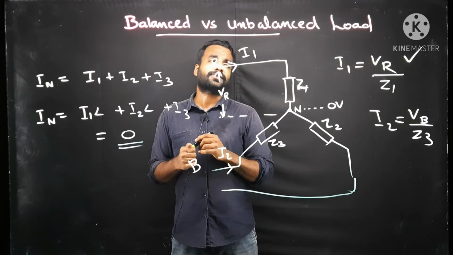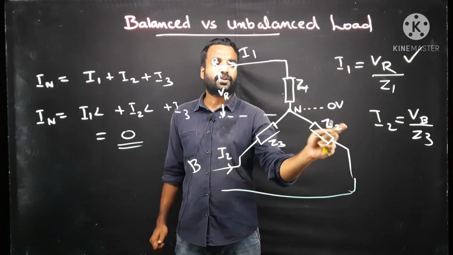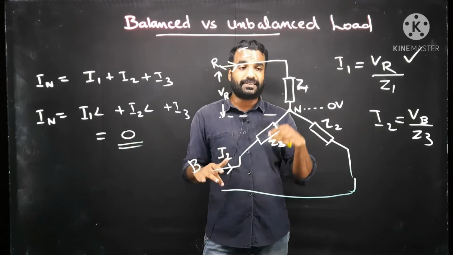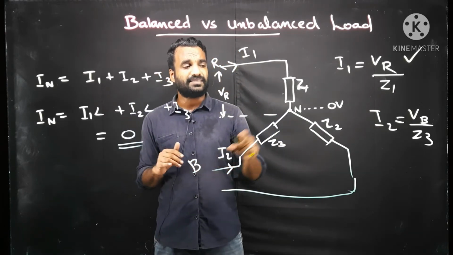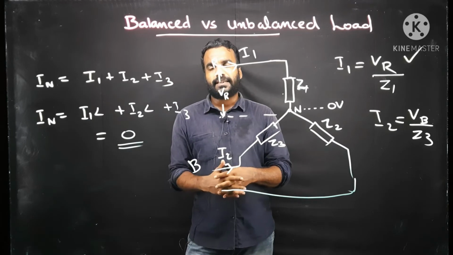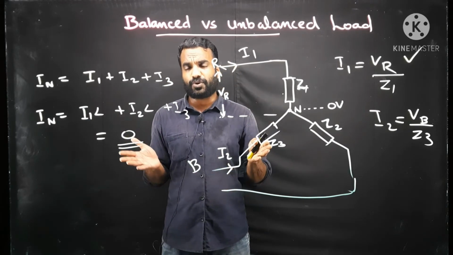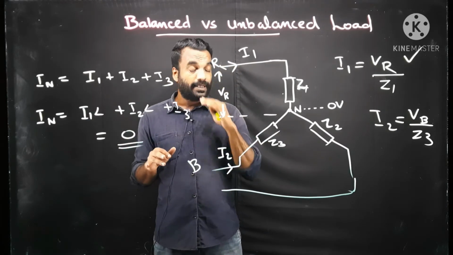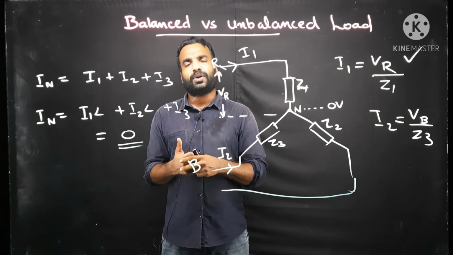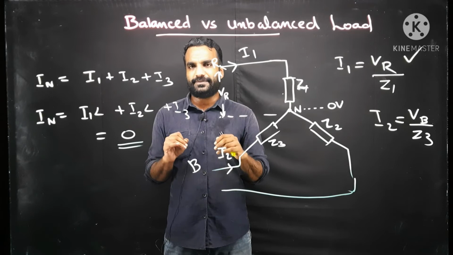Whereas in an unbalanced load, Z1, Z2, Z3 will be different. Practically this is the case that is happening in our state. Not only in our state, in all practical cases distribution companies have this issue. All the loads will not be exactly matching.